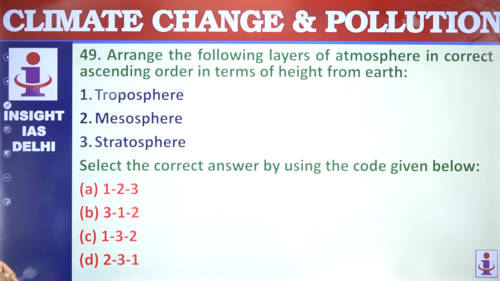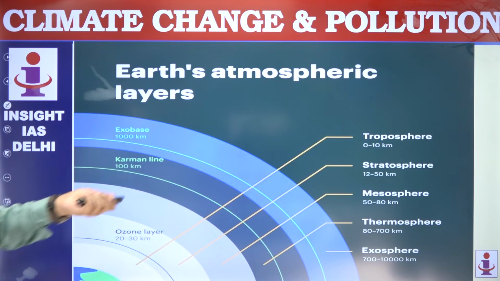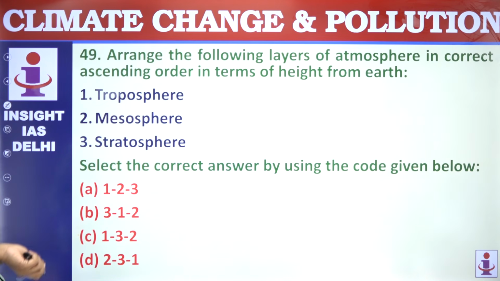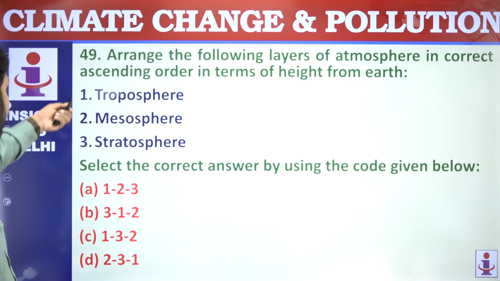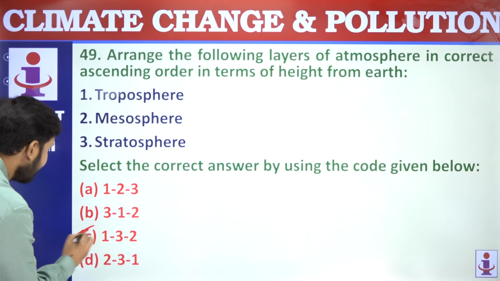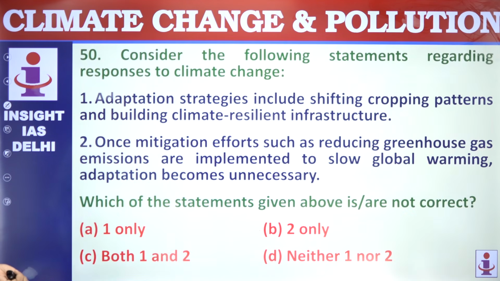Next one, arrange the following layers of the atmosphere in the correct ascending order in terms of height from the earth. This is a very basic, simple question. Troposphere, stratosphere and mesosphere, so 1, 3 and 2. 1, 3 and 2 is there in option C. Very simple basic question.